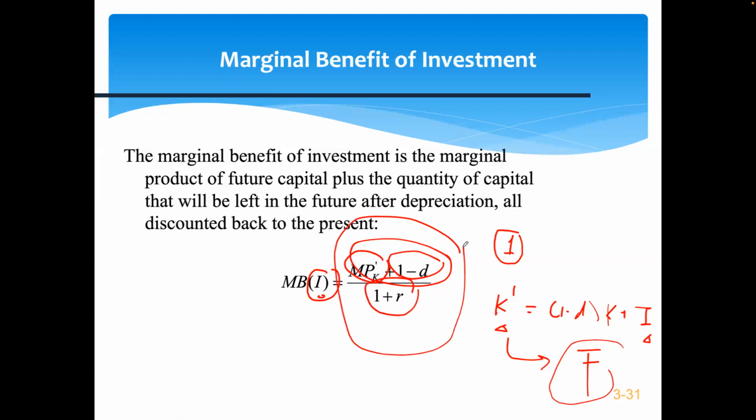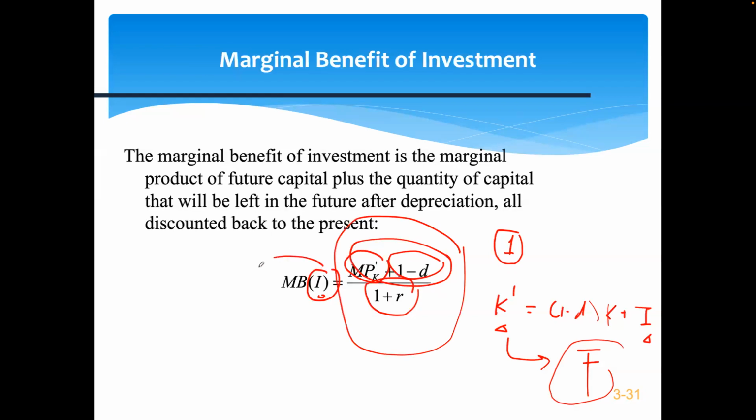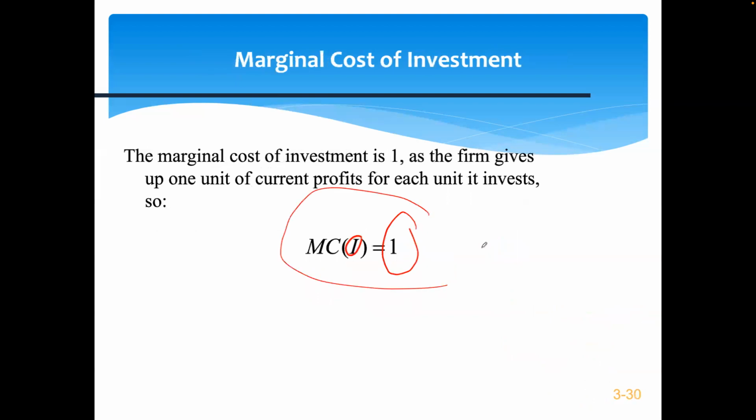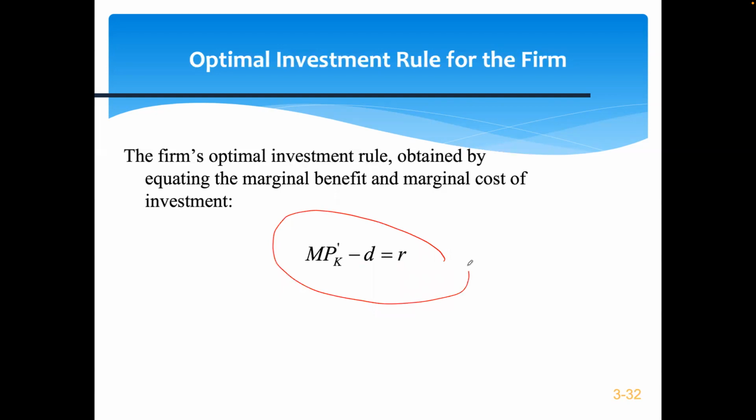And then in equilibrium, you are going to equalize this marginal benefit to marginal cost. Okay. So now if this is equal to 1, and some simple algebra is going to give us this one, right? So this is essentially the net marginal product equal to the interest rate, right?